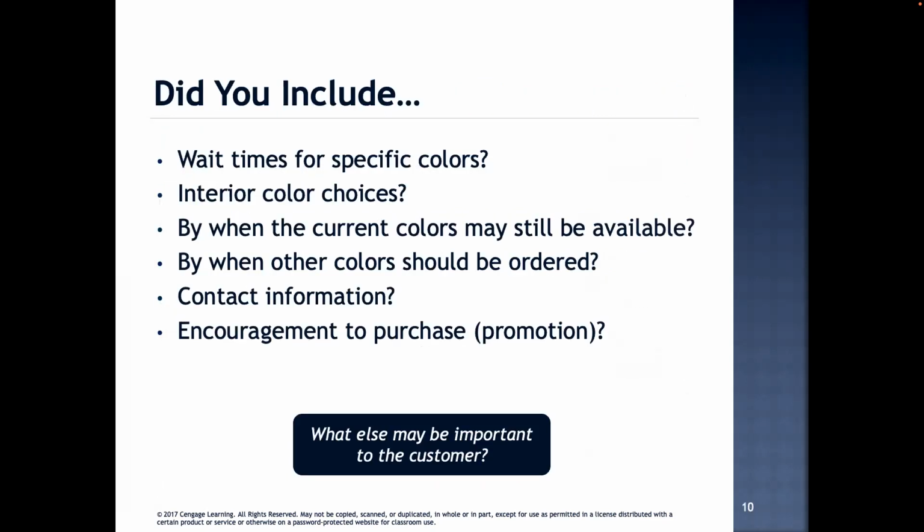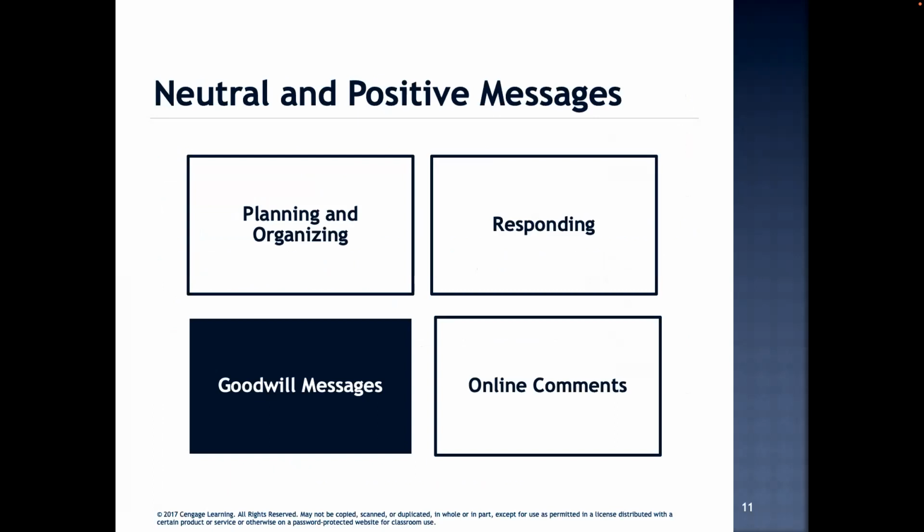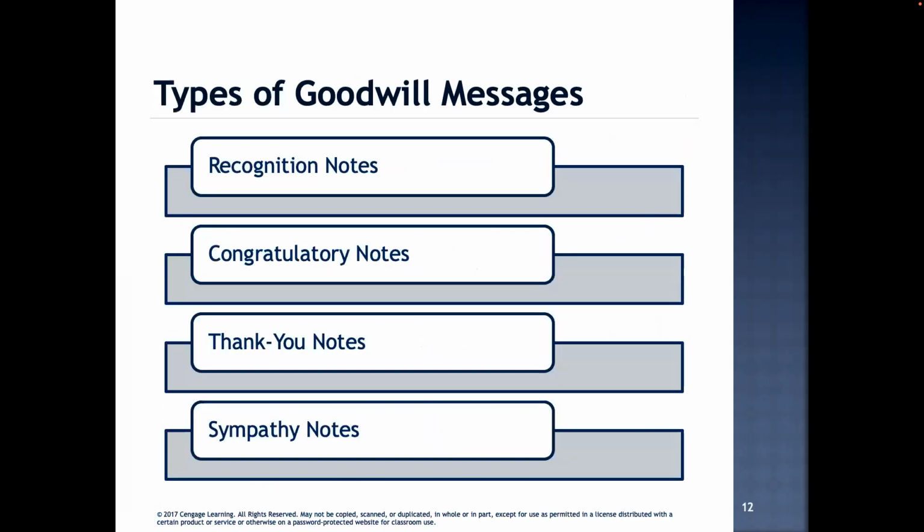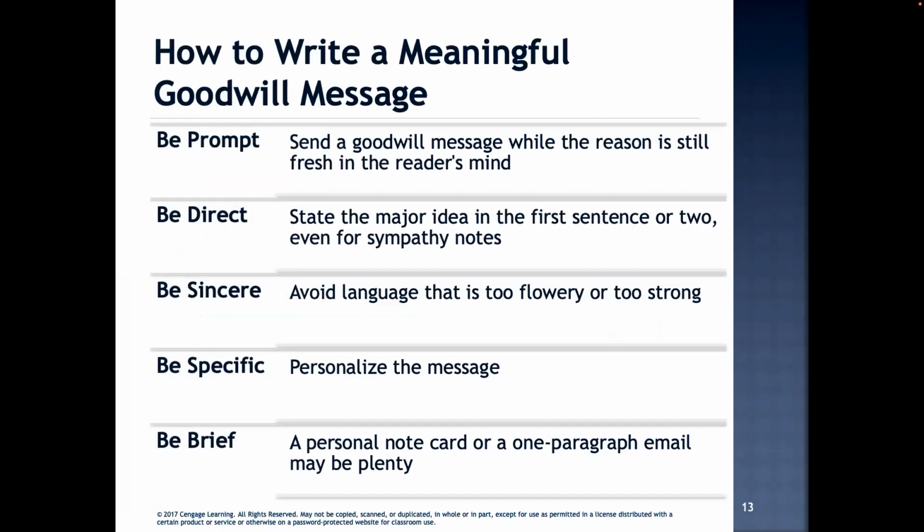So good job. All right, so we're going to go on to goodwill messages. There are 4 main types of goodwill messages. These are recognition notes. We're recognizing someone for something good they did. Congratulatory notes, thank you notes, and sympathy notes. So we're going to talk about the first 3 kind of together, and then we're going to talk about sympathy notes a little bit separately. But for the first 3, how to write a meaningful goodwill message.